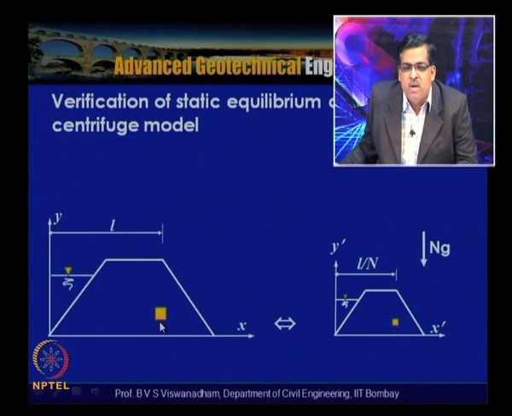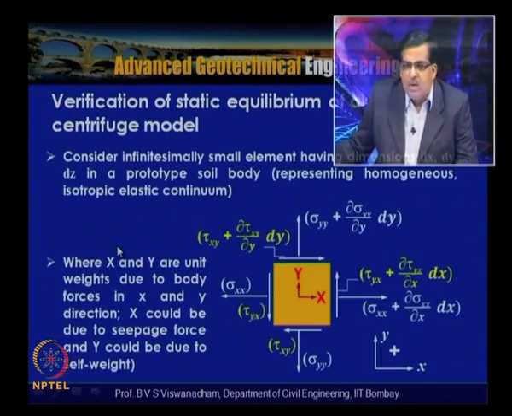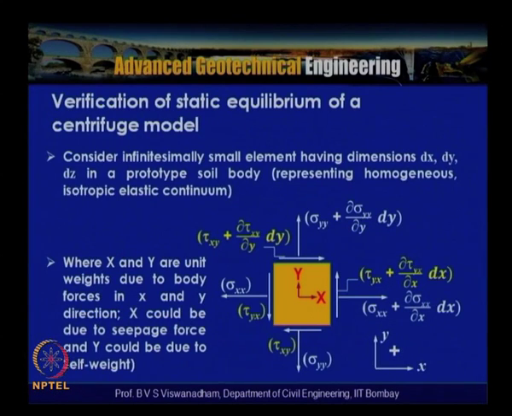Here the volume of the element which is considered is dx, dy, dz, and here, by reducing by 1 by n times, it is dx, dy, dz by n cube. So this model represents the representative conditions of the prototype. Now, considering two dimensional equilibrium, let us see what will happen when you want to derive the static equilibrium of a centrifuge model.